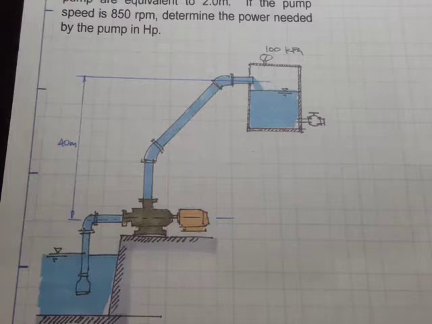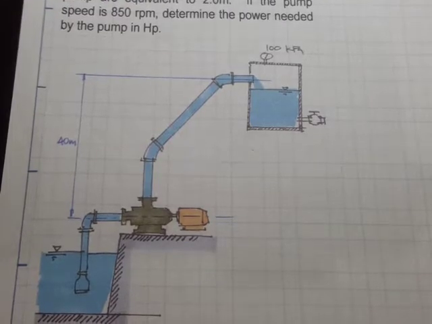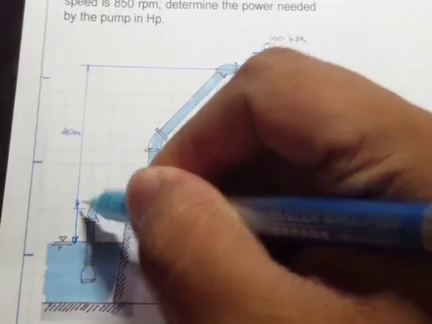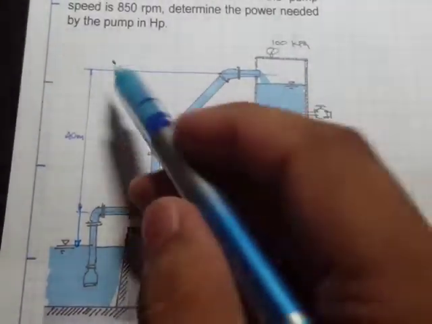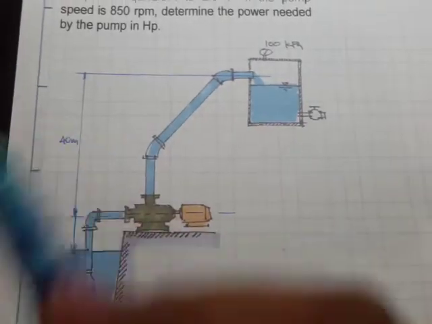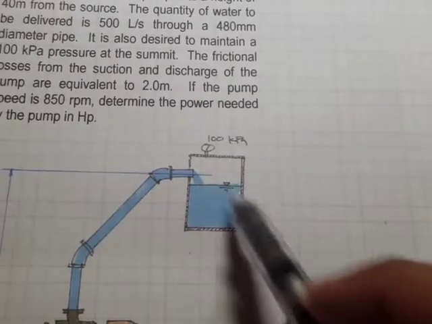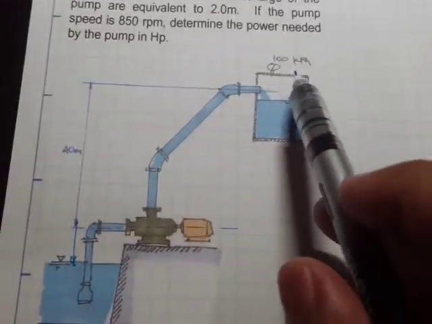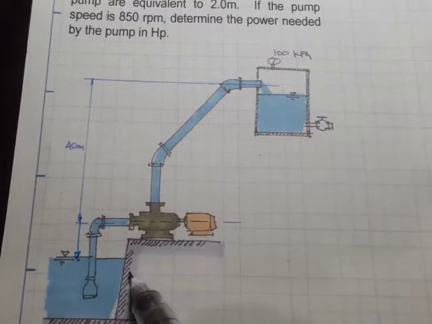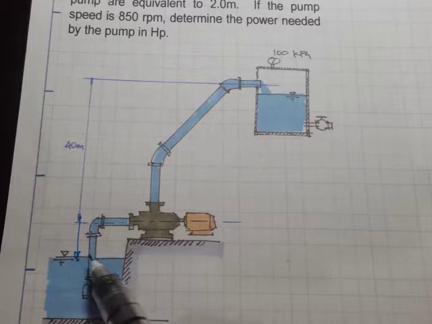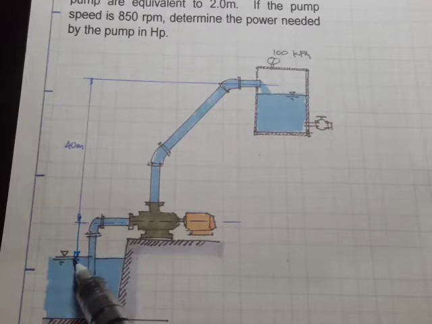Actually, it's not. It should be up to this point. That's 40 meters. So from here to here, that's 40 meters. Okay, and take note that this one is pressurized, so that means this is 100 kPa. This one is exposed to atmospheric pressure, and that means that the pressure is zero at this point.